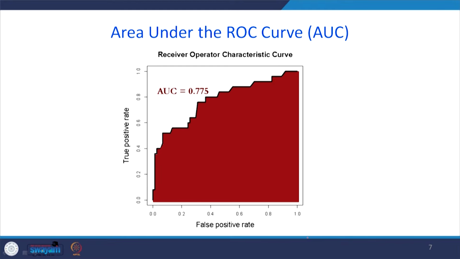Next, there is one more term to explain the quality of a regression model, that is area under curve, AUC. It is nothing but the area under the ROC curve, called AUC. For example, here AUC is 0.775, this portion in red color. All other things are the same, the true positive rate and false positive rate.